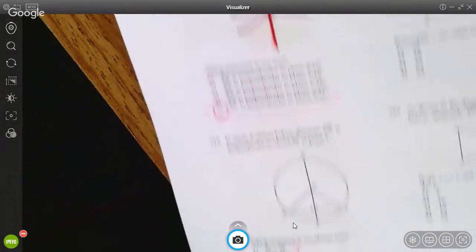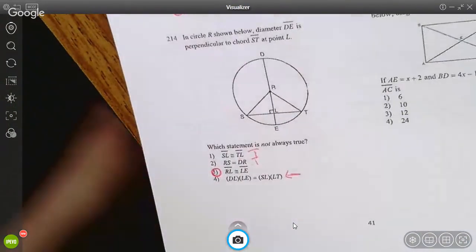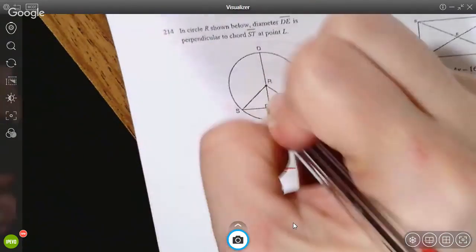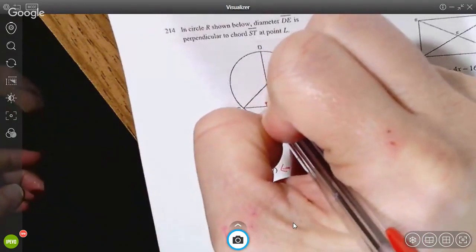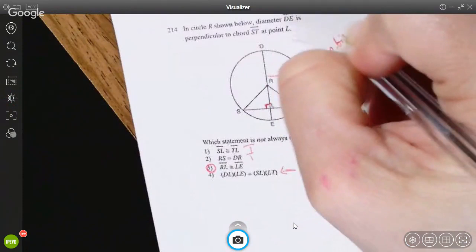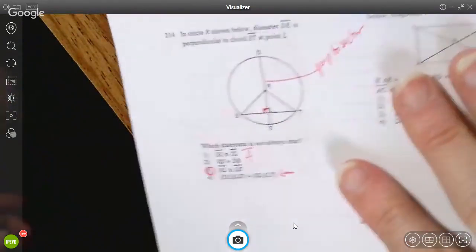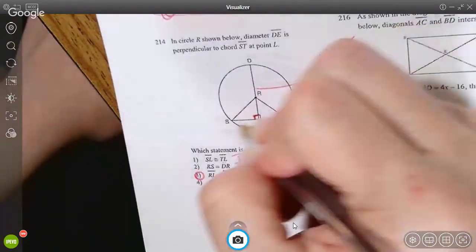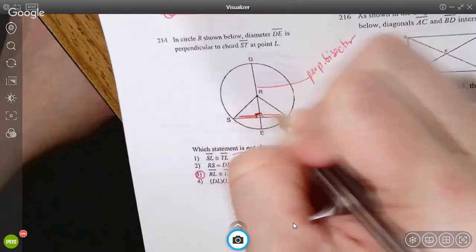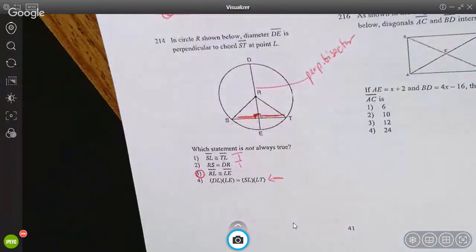This one you will get down here. Question 214. The answer is 3, but let me explain why. The first one says DE is the diameter, and it says it's perpendicular. Because it's perpendicular, we know that this is really a perpendicular bisector. So it says SL and TL are congruent. Well, that's true because it's a perpendicular bisector. So those two pieces have to be equal.